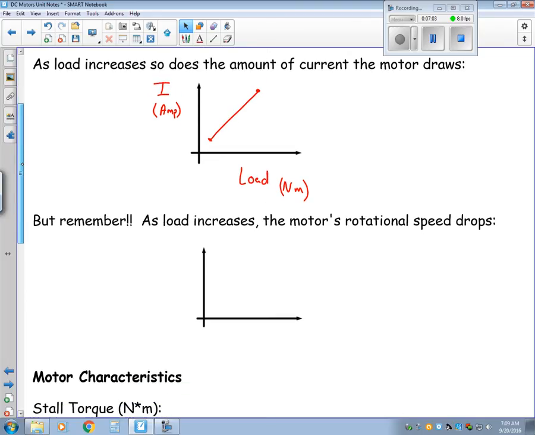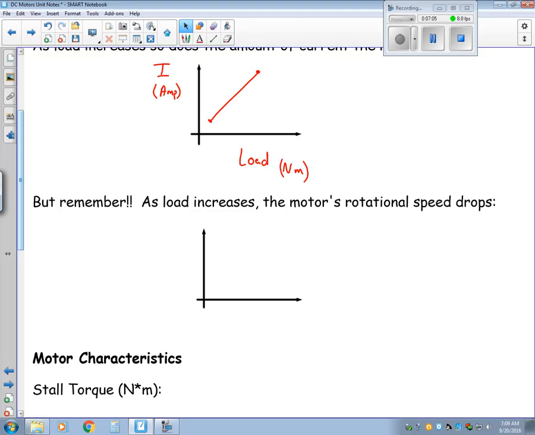Now remember, as load increases, the motor's rotational speed drops. So if I were to make a different graph of speed, measured in RPM, versus load, again, I would see a direct relationship, but this time it's an inverse relationship. So as the load on the motor increases, its rotational speed decreases.